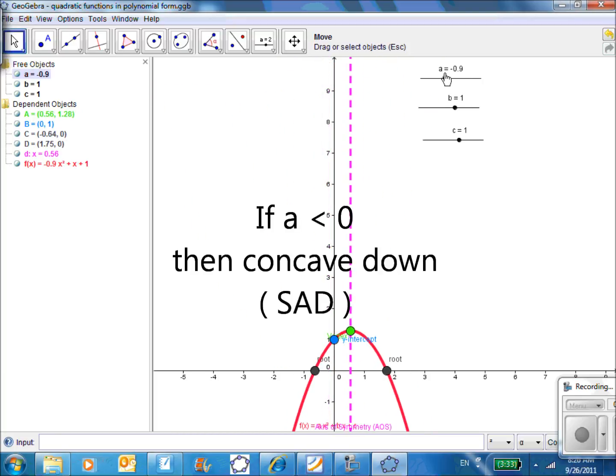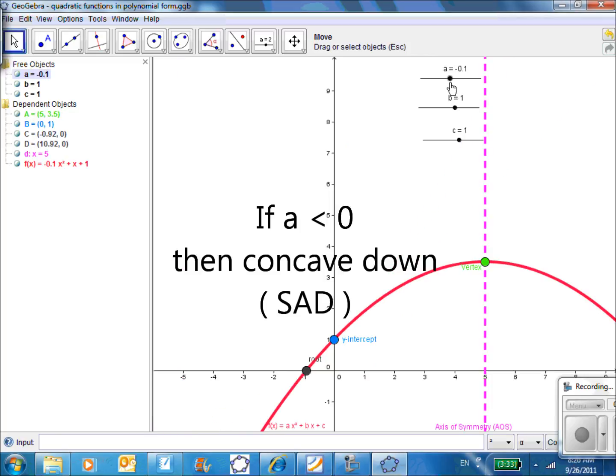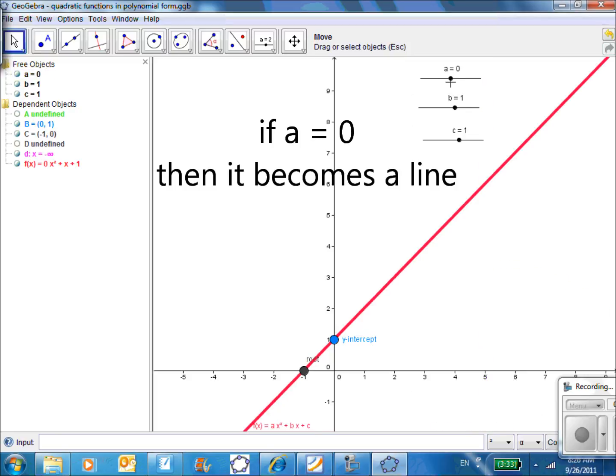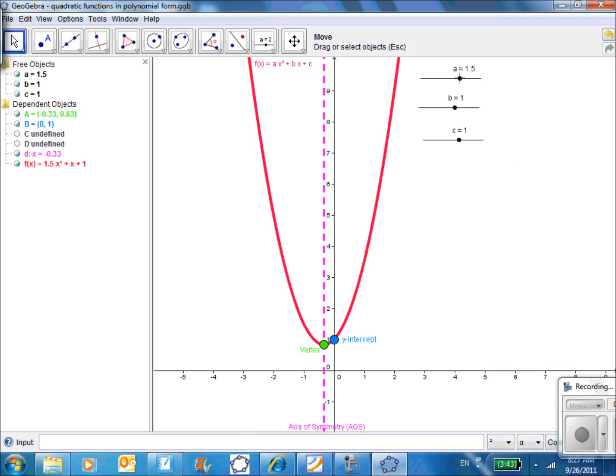Boom! What happened? When a becomes negative, it inverts the graph. And what's going on there? Oh, when a is 0, it's a line. What happens when a equals 0? It's a line. Okay. All right. So let's get back to what I want to be.